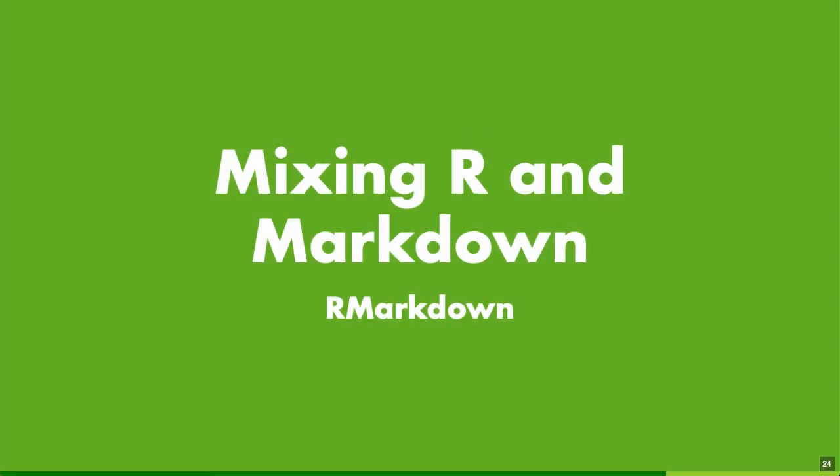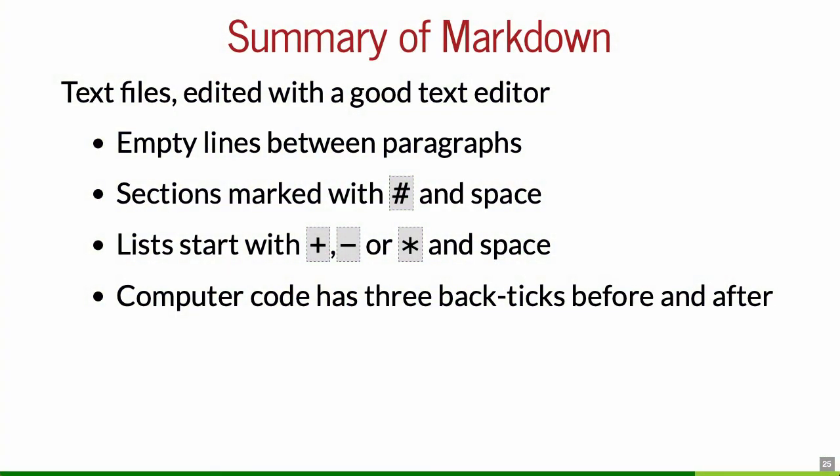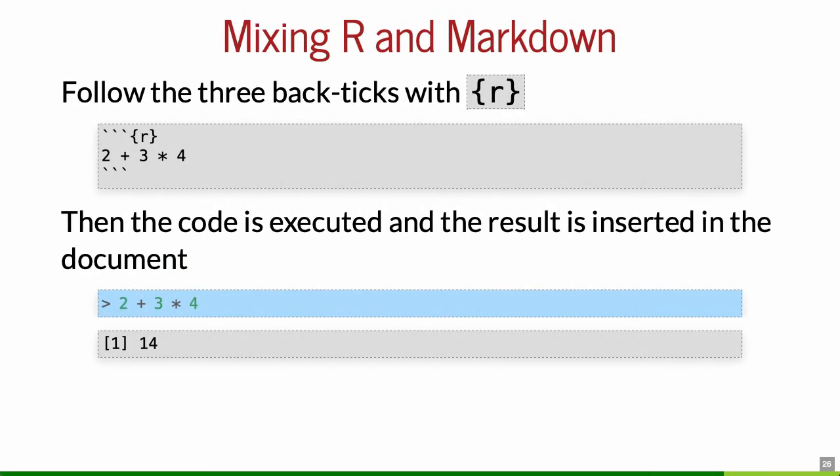Now, from the previous class we also learned how to write Markdown. Now we want to mix Markdown and R. You remember that essentially Markdown is a text file that we can edit with a text editor. Every paragraph is separated by an empty line. Every section is separated by a heading and the heading starts with a hash and a space. Lists can be made using the plus sign or the minus sign or a star and a space. And important for us, computer code is marked with 3 backticks at the beginning and at the end.